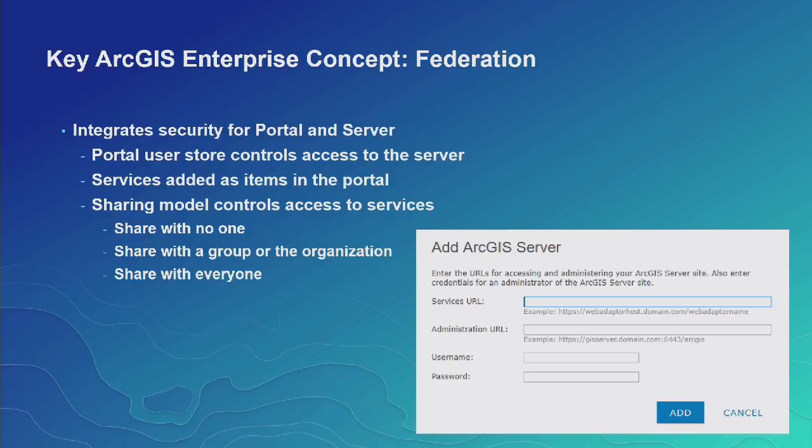So to federate, you go into your portal and you go into the settings and you have a wizard that looks like this one here. You just enter the URL for your ArcGIS server where the services are, and then also the administration URL, which is the internal URL that you'd use to access ArcGIS server. And then you provide the username and the password for the site administrator. And that's something that you set up when you're creating the server site. And once that's all done, it just gets federated and they kind of work together.